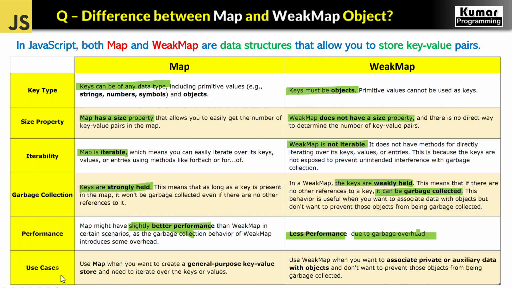So the next difference is use cases. So let's understand where we have to use Map and where we have to use WeakMap. Okay, so Map, when you want to create a general purpose key-value store, right? In that case, we need to use Map, and that can be iterated by using keys or values. On the other hand, WeakMap, when you want to associate private or any auxiliary data with the object, in that case, we need to use WeakMap. And also, if we don't want to prevent those objects from being garbage collected, in that case, we have to use WeakMap.